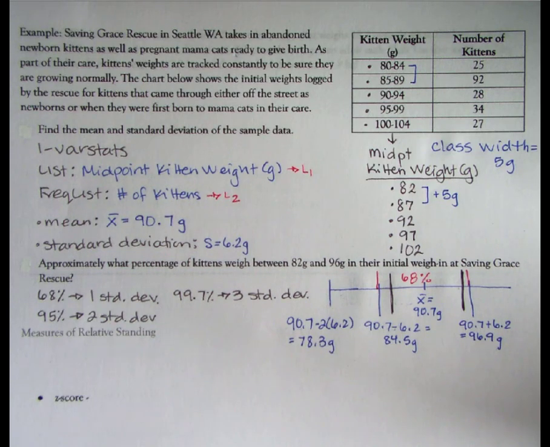If I begin calculating what 2 standard deviations away from the mean will look like, that starts to drag my data down to the 78.3 grams mark. And the percentage that they were asking me about falls within 82 and 96 grams. 82 to 96 grams falls within that 68% mark. It's almost exactly 68%. So while I don't know the 100% exact percentage, it's pretty close to 68%. So I'm going to say that approximately 68% of kittens weigh between 82 and 96 grams.